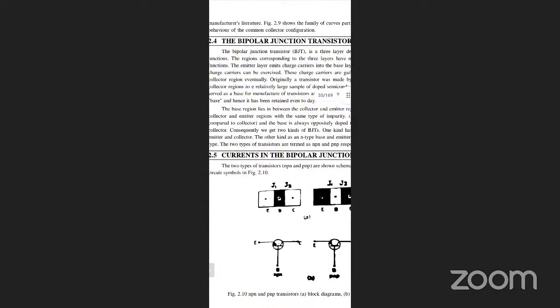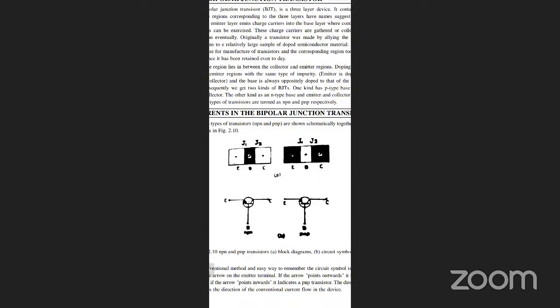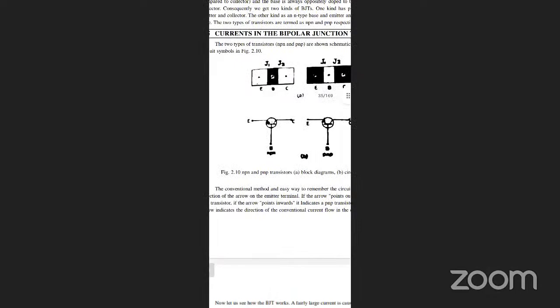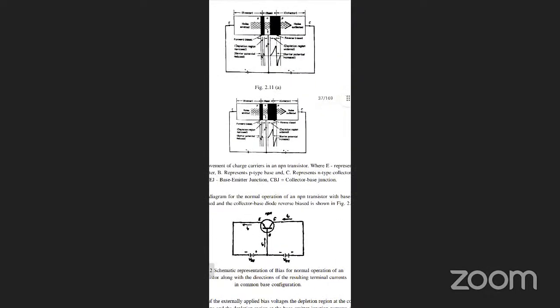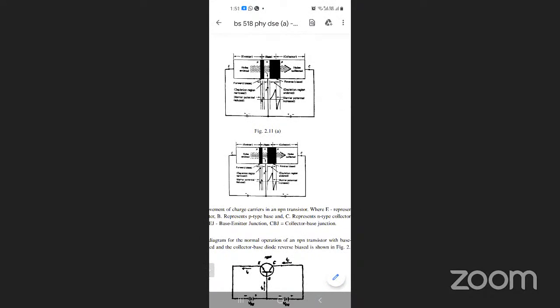Next, BJT, the bipolar junction transistor, in which current flows in two ways. Here in the BJT, what is J1? The collector emitter diode. J2 is the collector diode. E, B, C is there: emitter, base, collector. The PNP and NPN transistors are to be given here. How the PNP as well as the NPN process works, we just discussed that.